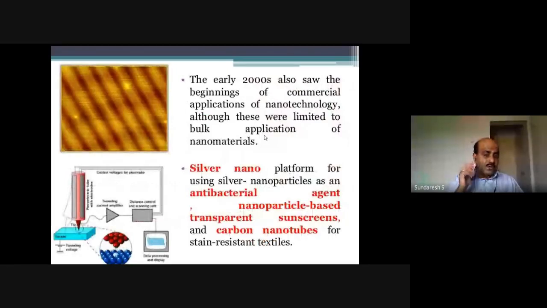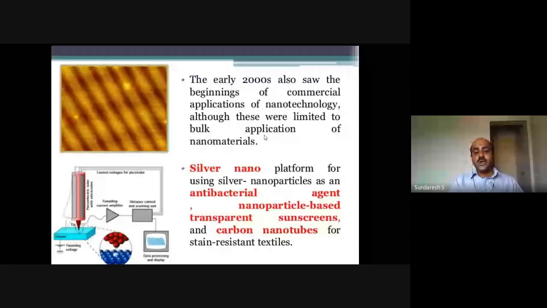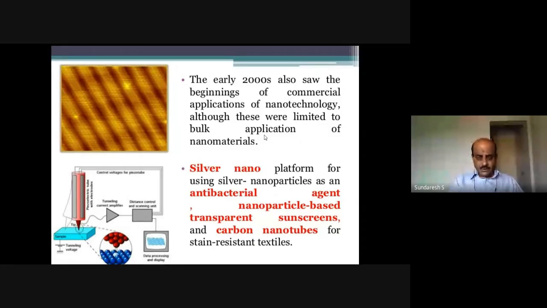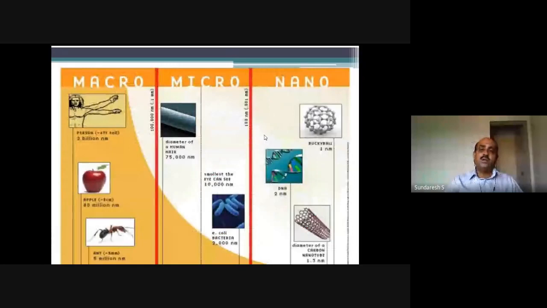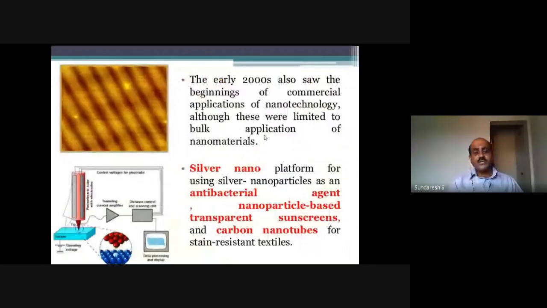The early 2000s also saw the beginnings of commercial applications of nanotechnology, although these were limited to bulk applications of nanomaterials. So in the early 2000s they started applying nanotechnology for various purposes, especially bulk applications of nanomaterials: silver nanoparticles as an antibacterial agent, nanoparticle-based transparent sunscreens, and carbon nanotubes for stain-resistant textiles.